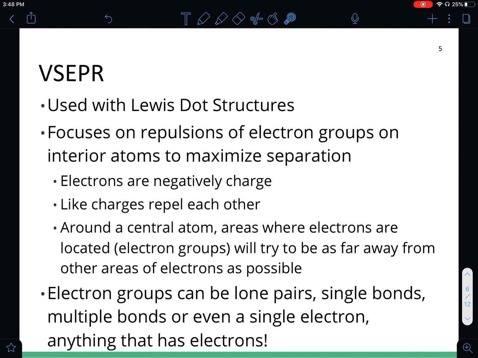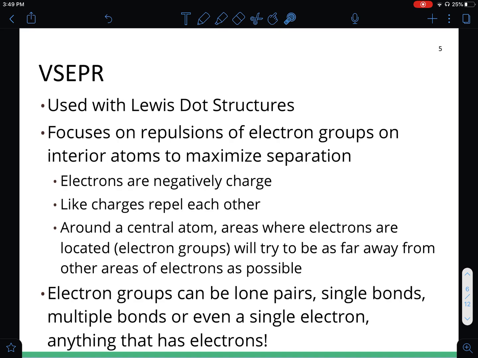So what VSEPR is based off of is the Lewis dot structures, and it focuses on the repulsion of the electron groups to maximize the separation of them. And I skip down and talk about what the electron groups can be, and they can be anything with electrons. So electron groups can be lone pairs, single bonds, double bonds, triple bonds, multiple bonds, or even just a single electron. All of those can be qualified as an electron group.